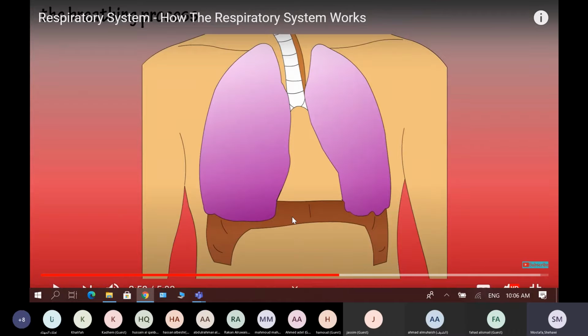Your diaphragm will move downward, and your ribs will move upward and outward. By these two movements that happen simultaneously, your chest cavity will increase in size, and by this, the pressure inside your chest cavity will decrease, and the air will spontaneously flow into your lungs. I will say it again.